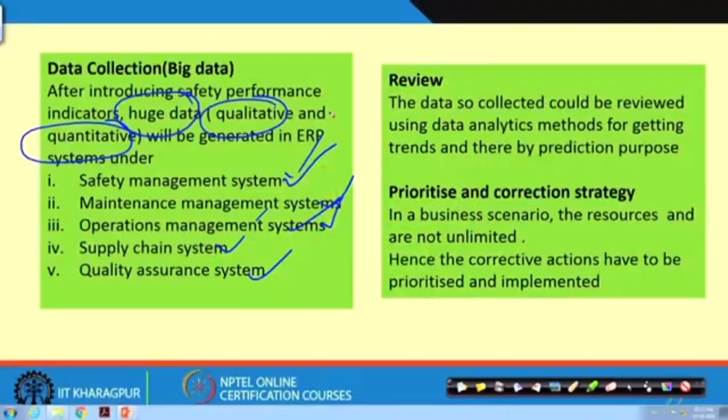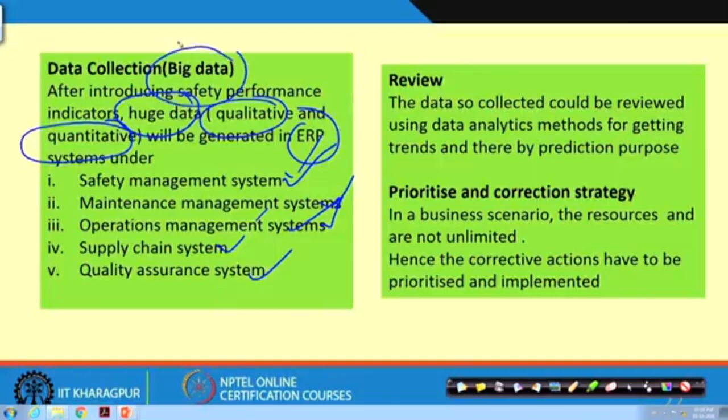Similarly, operation procedures not followed properly, operation fluctuations, operation problems, are available in the operation management system, not in your safety management. What you have in the safety management system is the accidents, near misses, fatalities or the incidents, all those things. That is a very, very small part of the data, a minute part of the data. Major data you will get from maintenance management systems, operation management systems, supply chain systems, quality assurance systems. From all these systems, you will get both lagging indicators and leading indicators. These are normally available in the ERP. Nowadays, no organization runs without an ERP system. Somebody may have a SAP ERP system, somebody may have their own ERP systems, but they are all available in the ERP systems.